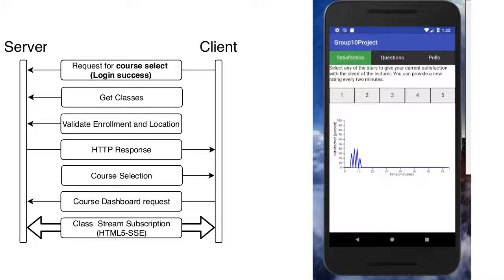The diagrams on the side show the flowchart of the connections. This was already briefly discussed in the general overview, but is shown here in a little more detail. Essentially, after login, the user is validated and connected to the appropriate class stream.